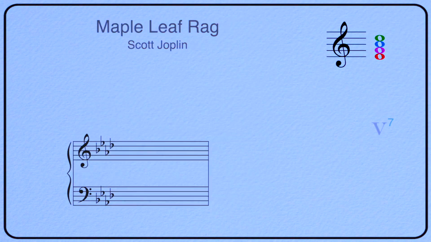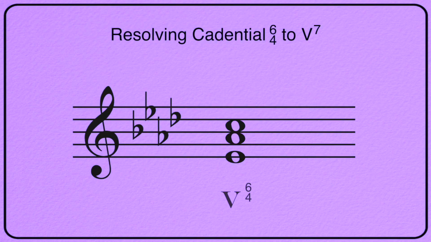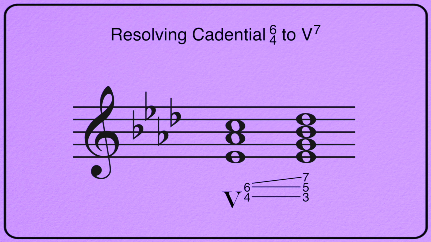To review, here's our cadential 6/4 in A-flat major. The 4th resolves down to a 3rd, just like before. The 6th resolves down to a 5th, and that'll give us a complete 5 chord. But if another voice also has that 6th, it can move up to a 7th above the bass, making a full 5/7 chord.